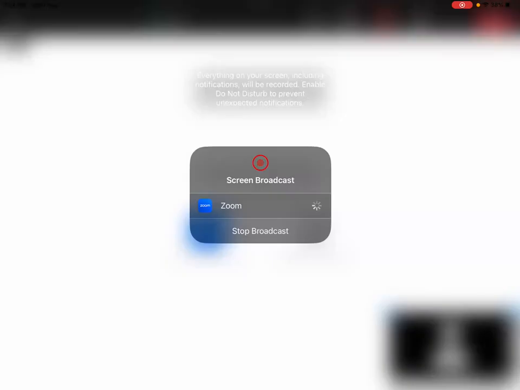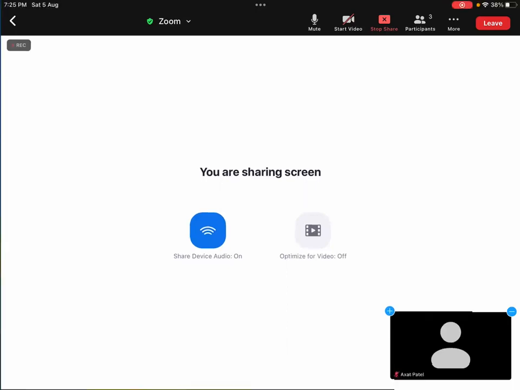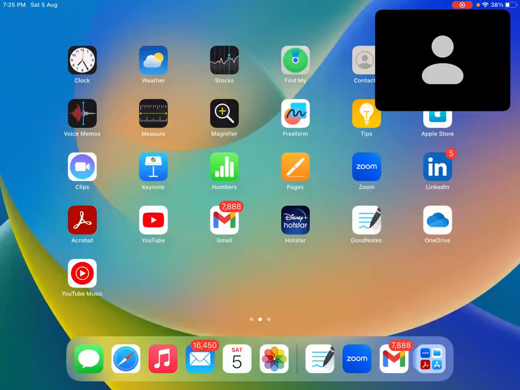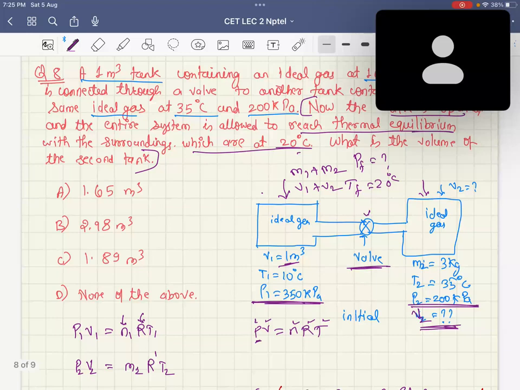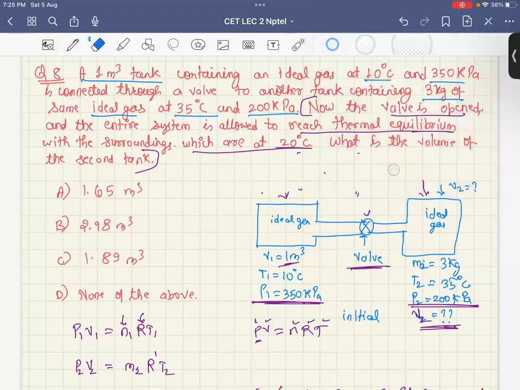Sorry, I am not able to share the screen. You cannot see the screen? Just wait one minute, I will check. Share screen. Now can you see? Yes, yes. So what I was saying is, just one minute.